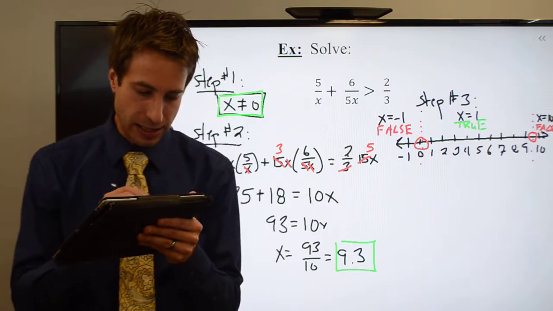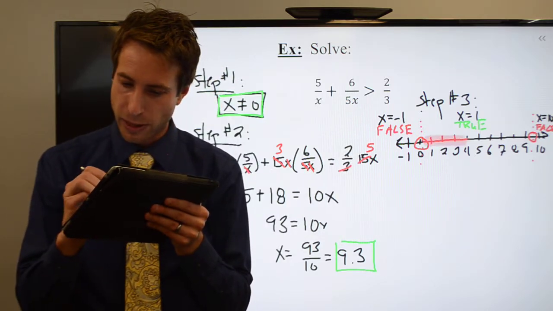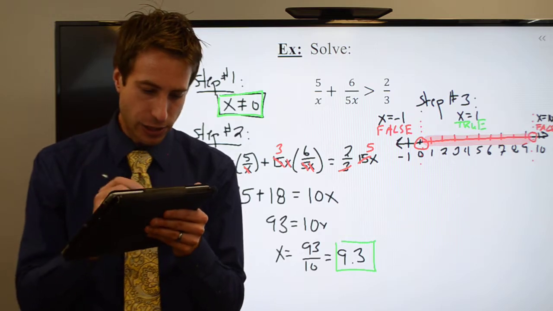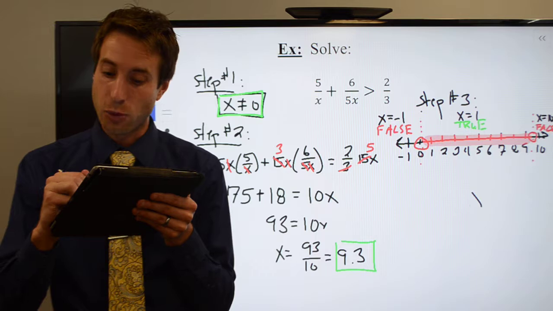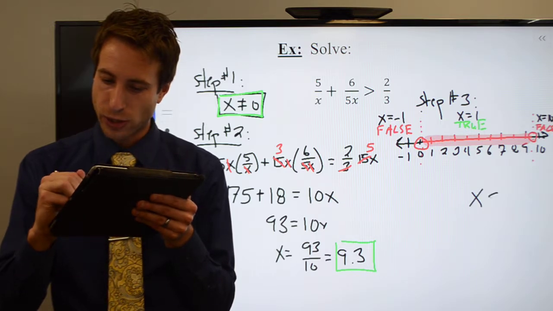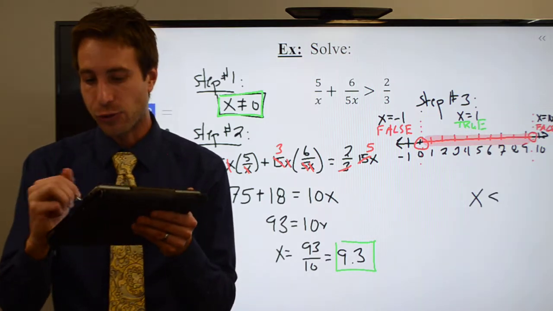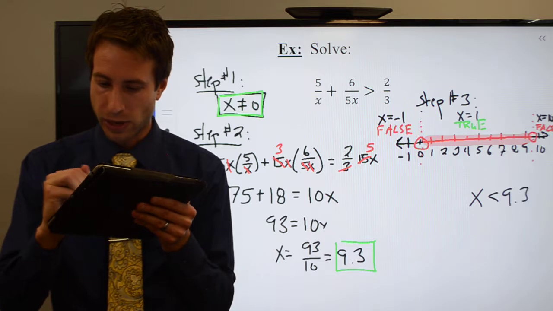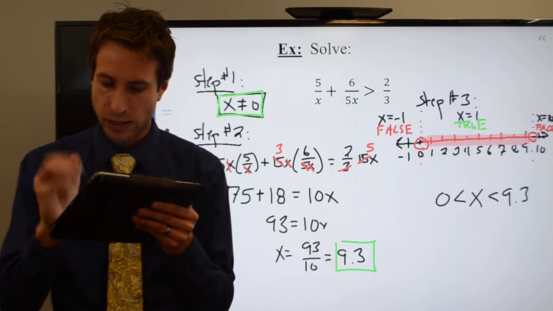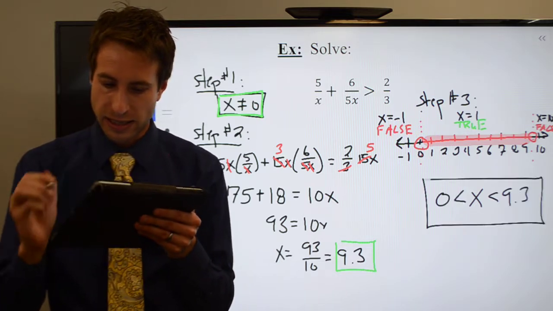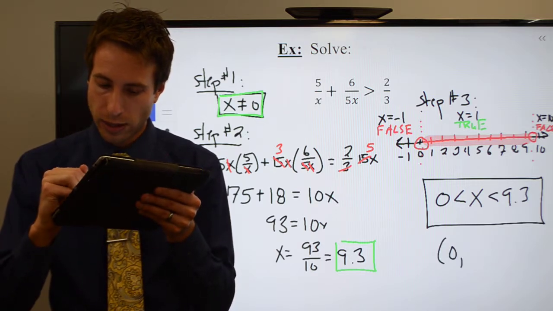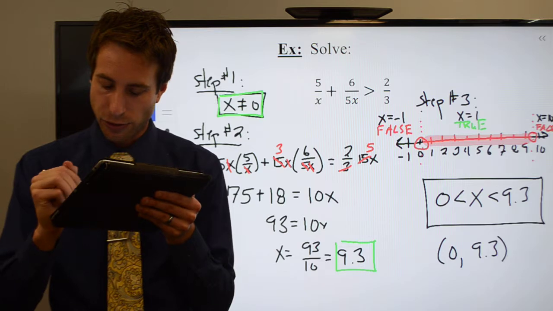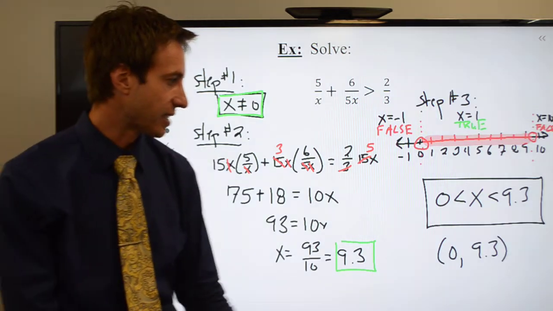And what that means is the only area that was true was everybody right in there. And so what I get is I need all values. My domain is anything that is strictly less than 93/10 or 9.3 and strictly greater than 0. Again, if you wanted to write that in interval notation, 0 to 9.3. Those would be the values of x, in interval notation.